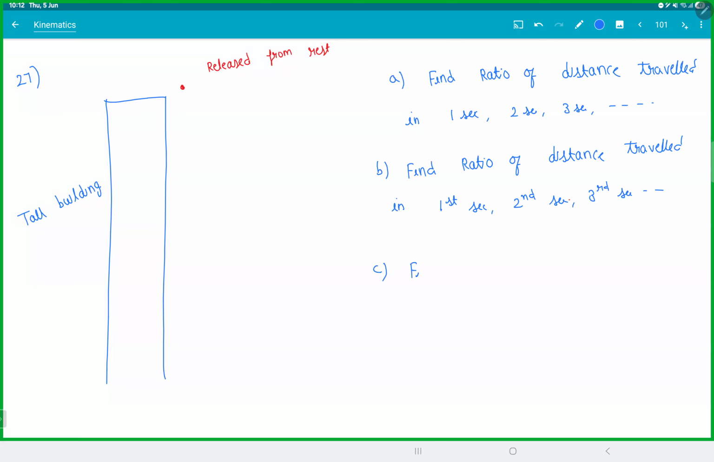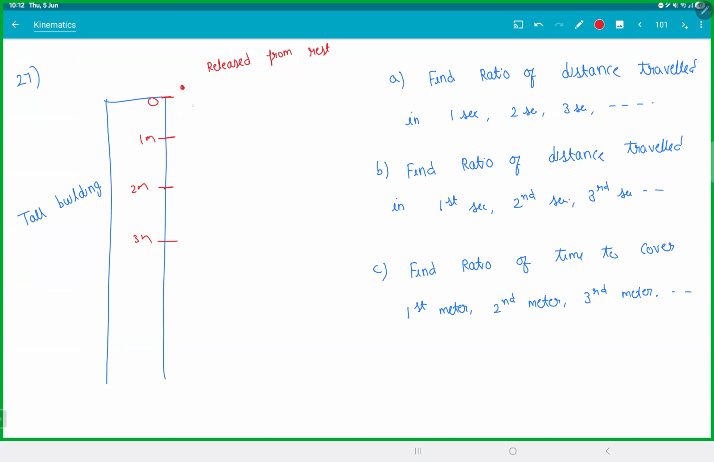Third question: find the ratio of time to cover the first 1 meter, second meter, third meter, and so on. What is the meaning of the third one? See, first meter, meaning this is 0, this is the 1 meter mark, this is the 2 meter mark, this is the 3 meter mark.